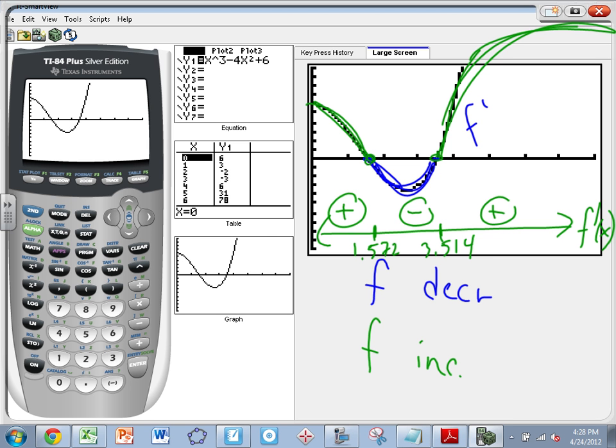Afterward, the function is going to be decreasing in 2 spots. Sorry for interrupting. That's all right.